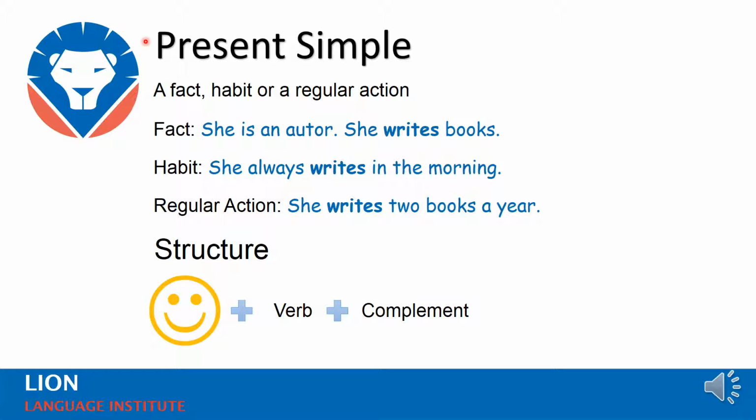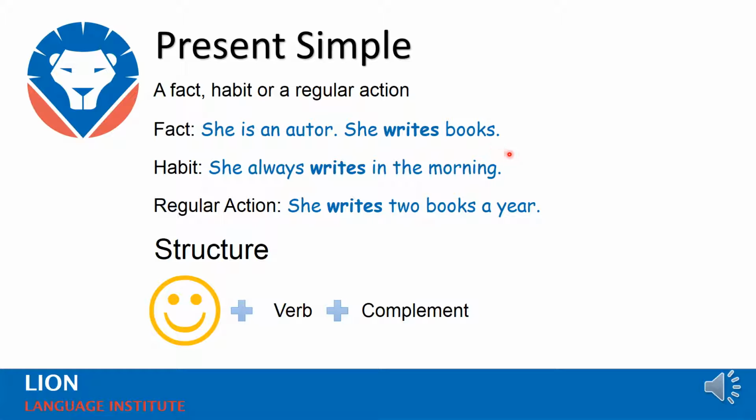Present simple. We use present simple to talk about a fact, habit, or a regular action. First, we begin with a fact. The fact: she is an author. She writes books. Okay, first we use a verb, any verb that you want. In this case, the verb is write. So we add an S at the end of the verb because we're talking in third person. So, the fact is, she is an author.